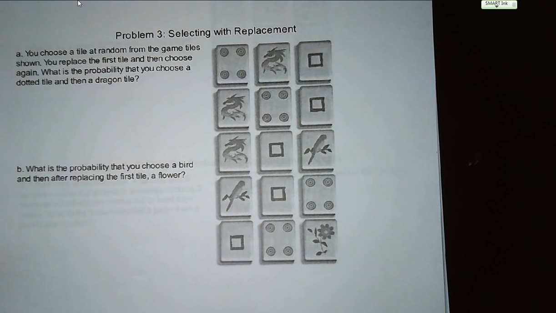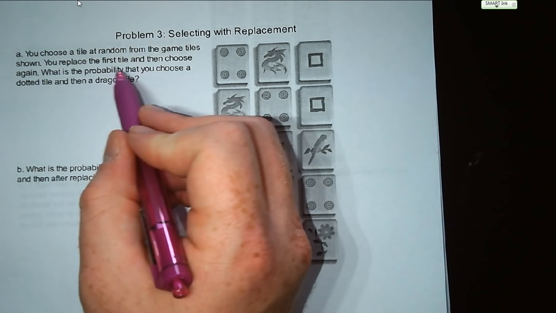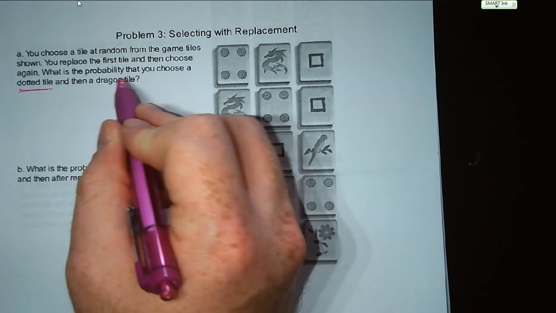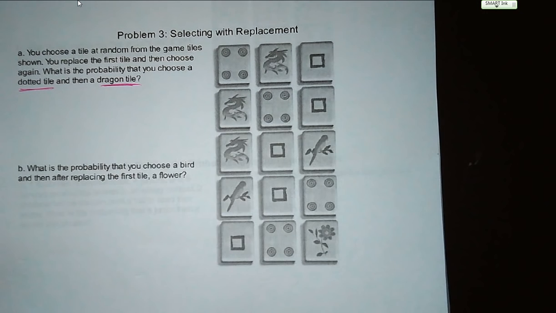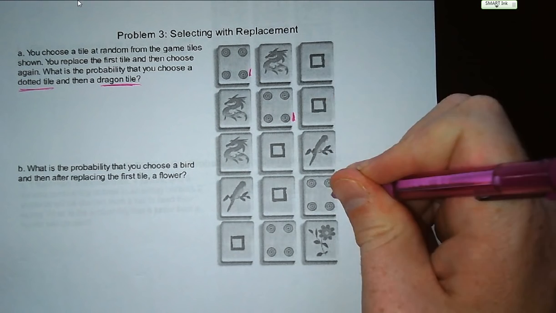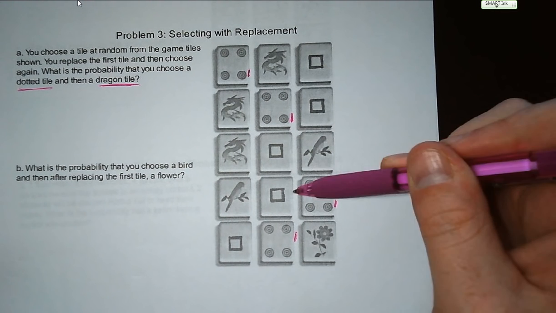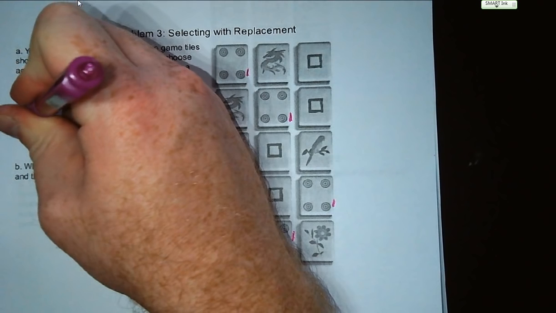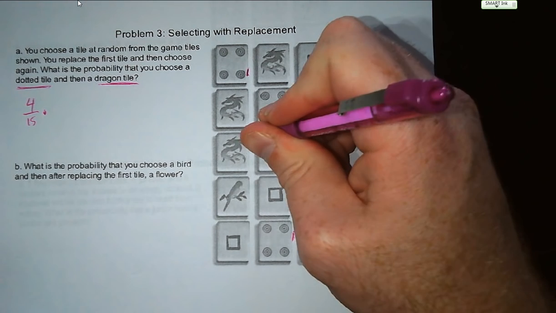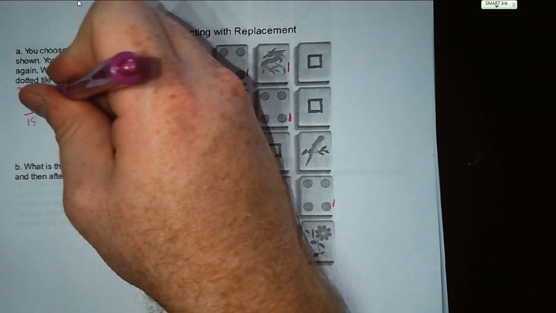All right. So I want to know if I choose a tile at random for the game and replace it and then take a second, what is the probability that I take a dotted tile and a dragon tile? So we have 1 dotted, 2 dotted, 3 dotted, 4 dotted out of 3, 6, 9, 12, 15. So that's 4 out of 15 are dotted. And then how many are dragons? 1, 2, 3 dragons. So it'll be 3 out of 15.